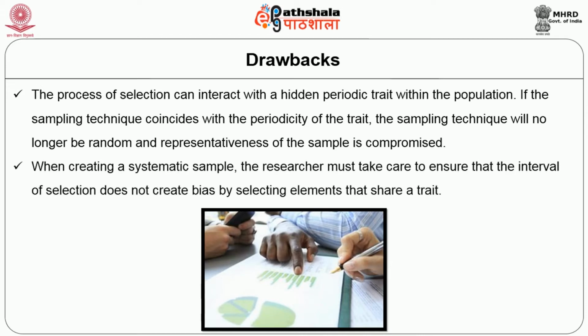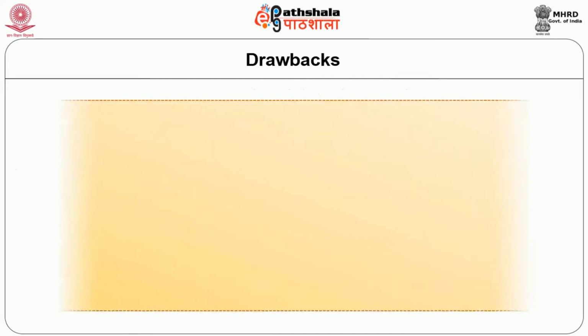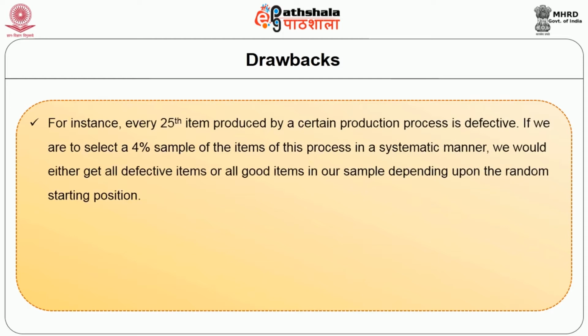When creating a systematic sample, the researcher must take care to ensure that the interval of selection does not create bias, selecting elements that share a trait. For instance, every 25th item produced by a certain production process is defective. If you are to select a 4% sample of the items of this process in a systematic manner, we would either get all defective items or all good items in our sample, depending upon the random starting position.